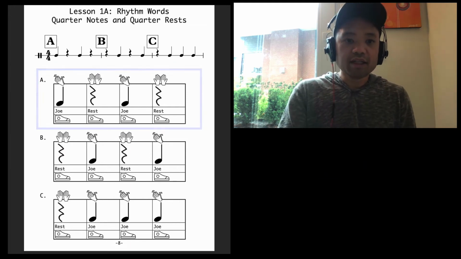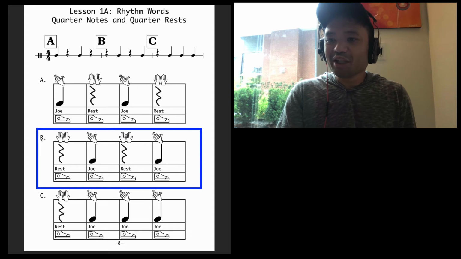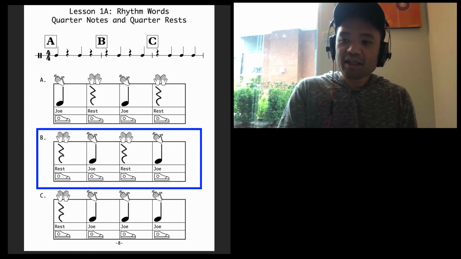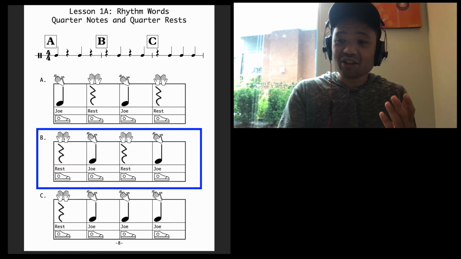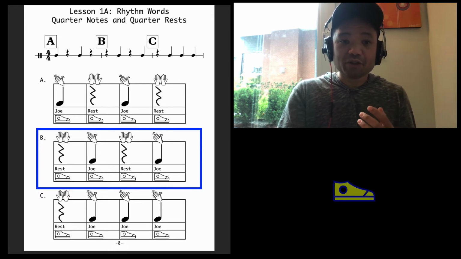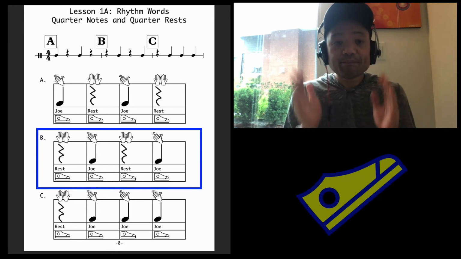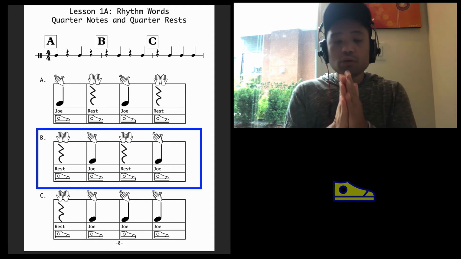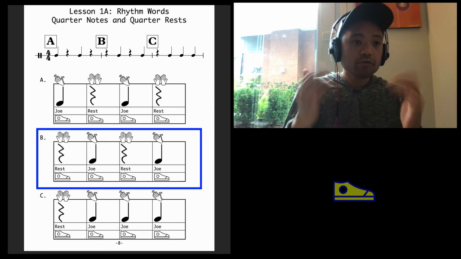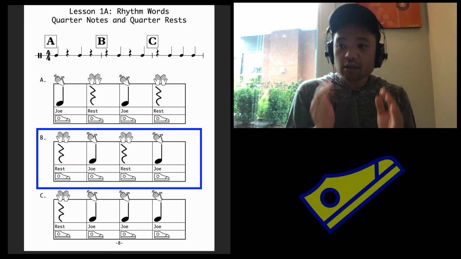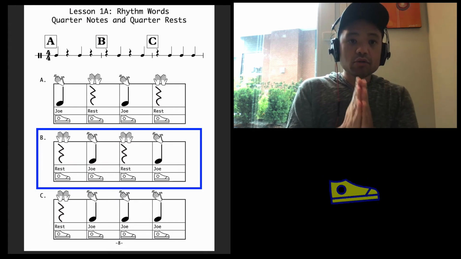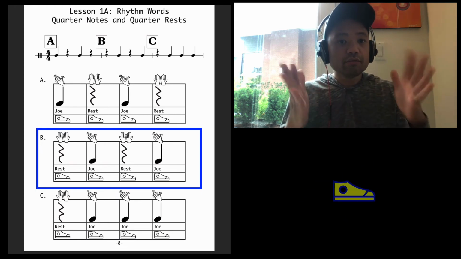Good job. All right, now we're going to do letter B, okay? Letter B starts off with a rest, so you actually have to start this with your hands apart, okay? I'm going to model it first. One, two, my turn, here it is. Rest, Joe, rest, Joe, rest, Joe, rest, Joe.